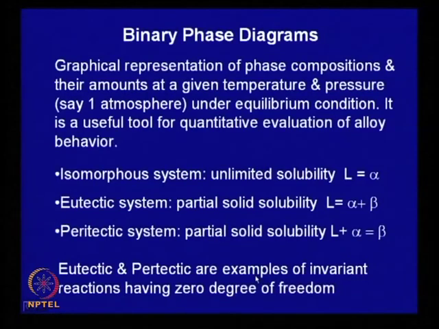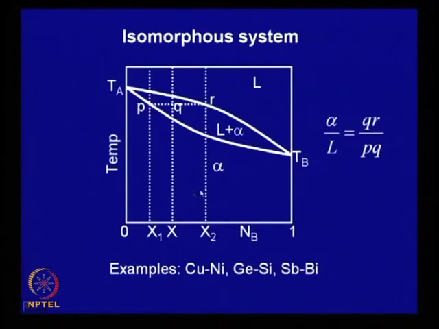Now, there are several other invariant reactions which are possible apart from this, but basically, similar to that, one phase separates into two phases, or two phases react to give a third phase. There are certain other possibilities as well, and we will look at them in the subsequent part of the lecture. We will also look at some different variants of the isomorphous system. First, start with this isomorphous system in the phase diagram.